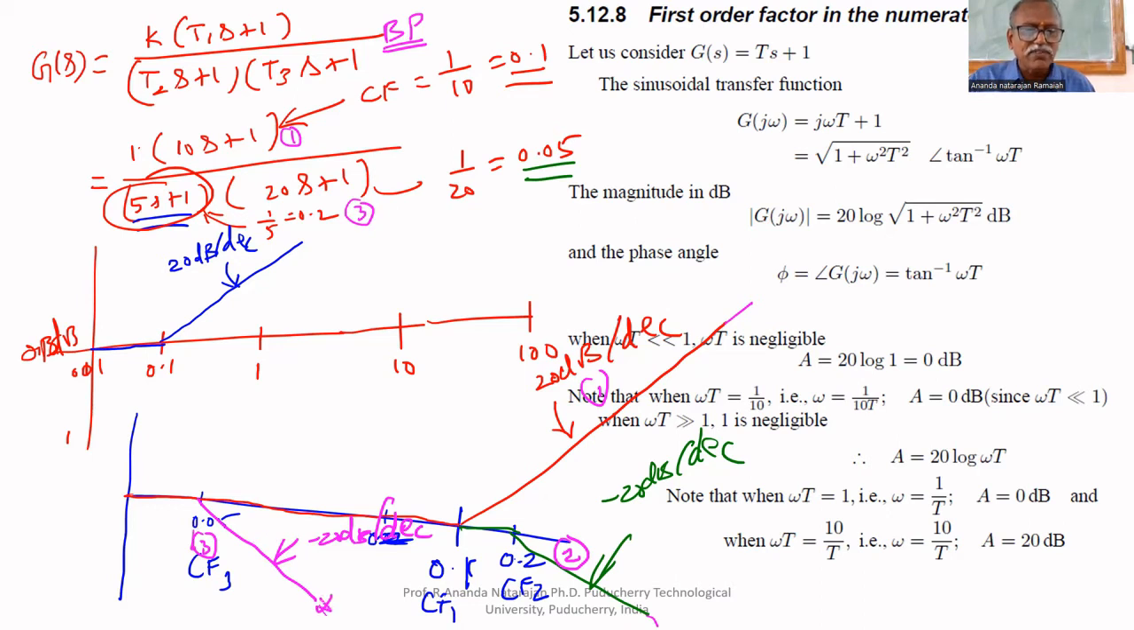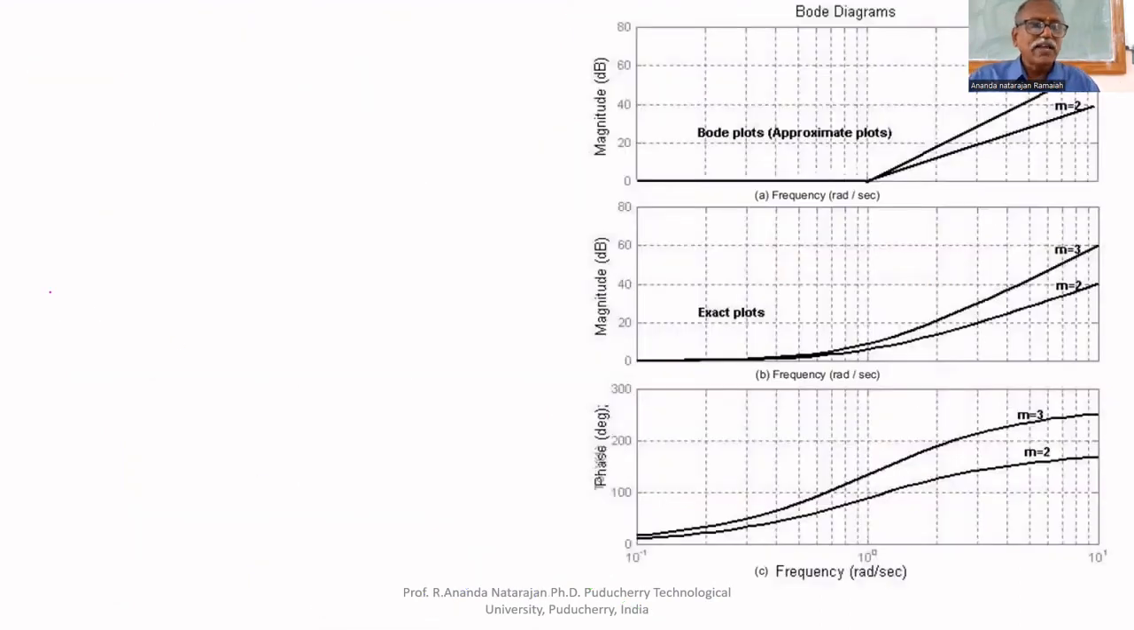After 0.05, this factor is always there. I said it goes up to infinity. What is that? The third factor, whose corner frequency is 0.05. Up to 0.05, it is 0. Therefore, we can draw like this. This is the corner frequency 3.